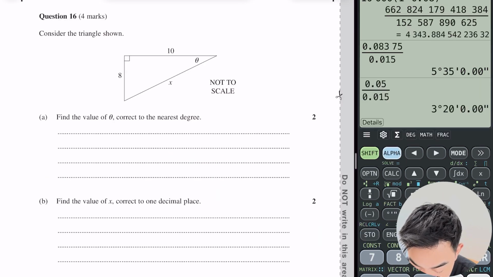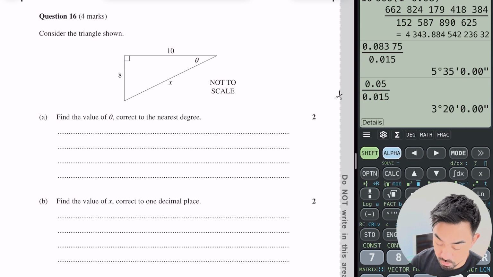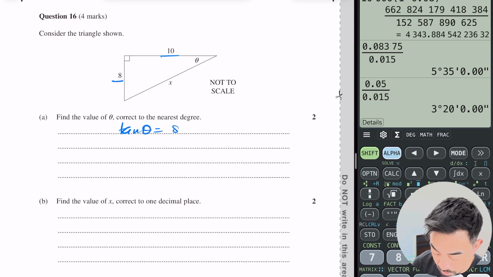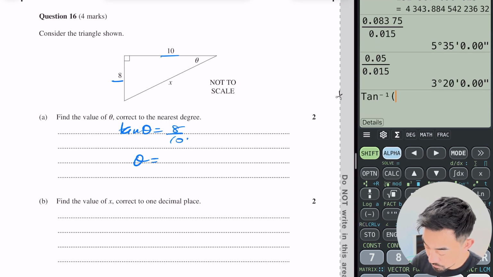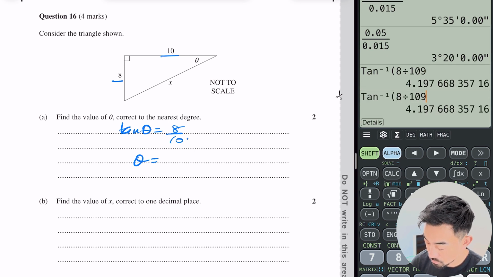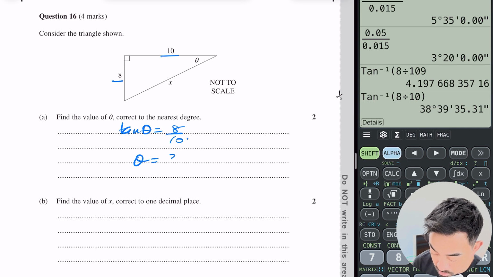15b. All right, we've made it to section 2. All right, 16. Consider the triangle. Find the value of theta correct to the nearest degree. All right, well, this is all simple. Opposite adjacent. So tan theta is 8 on 10. So theta will be shift tan 8 divided by 10. So that is 39 degrees to the nearest degree.